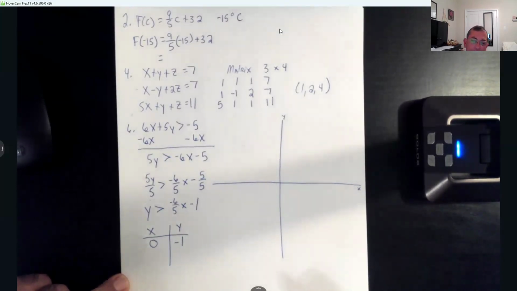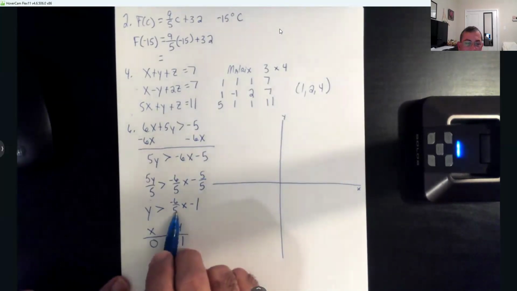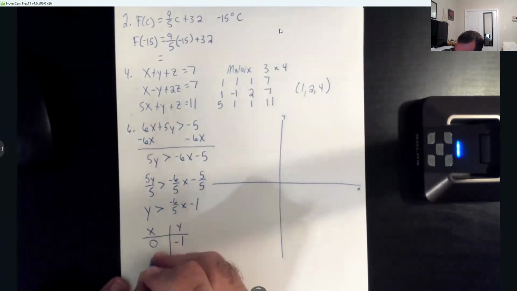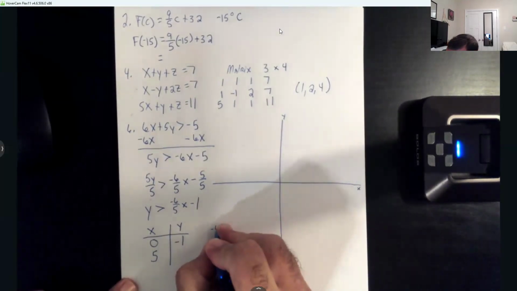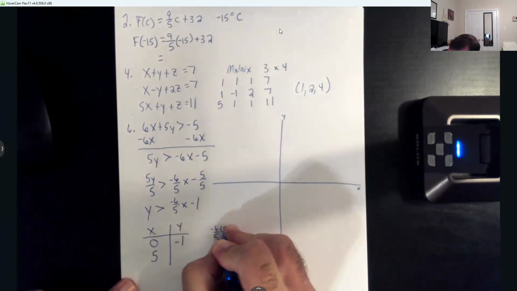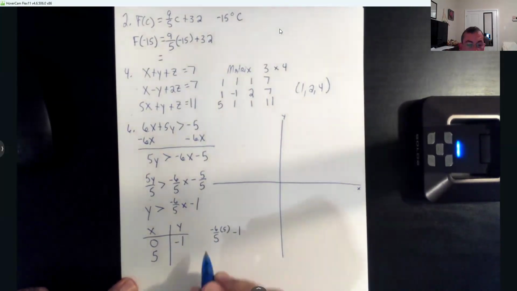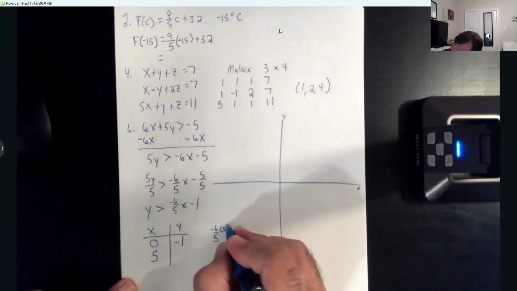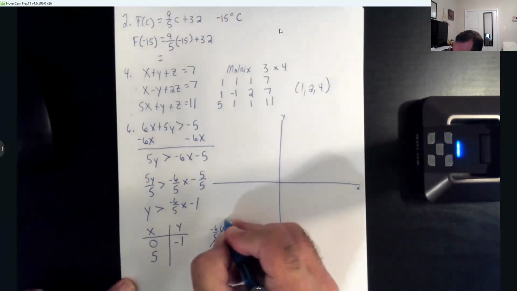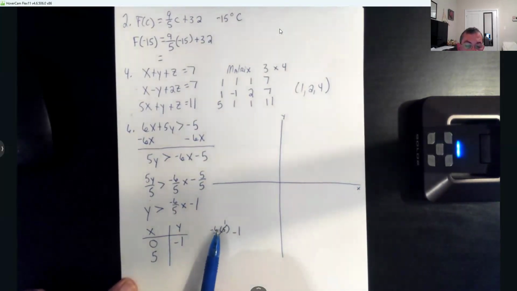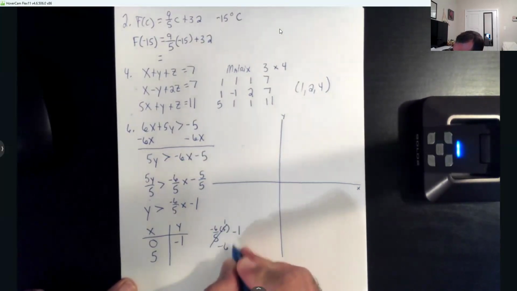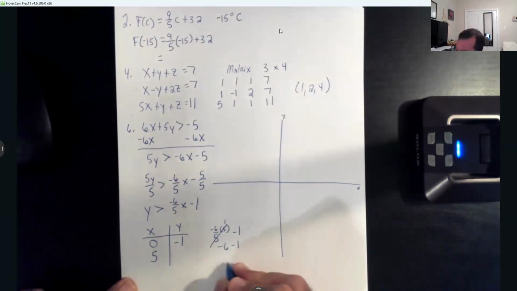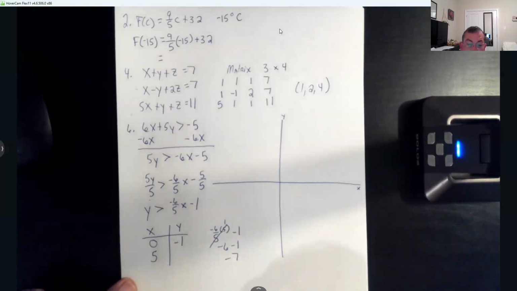All right, y'all, then my second number, since I got a fraction here, I'm going to make my second number a 5. So let me show you why I'm doing that. So if I put a 5 in for the x's, these 5s will divide out, make it a 1. So this is basically negative 6 times 1, which is negative 6, minus that 1, which will give you a negative 7.